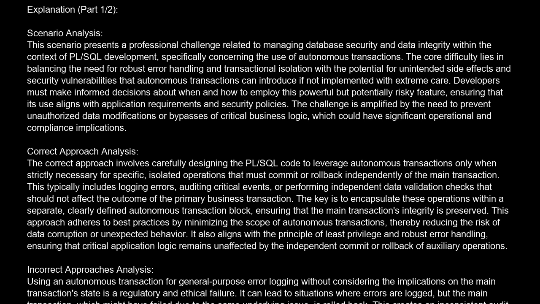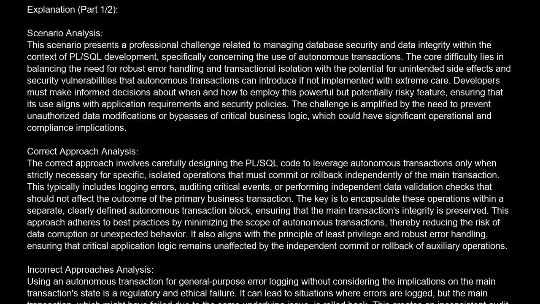Correct approach analysis. The correct approach involves carefully designing the PL/SQL code to leverage autonomous transactions only when strictly necessary for specific, isolated operations that must commit or roll back independently of the main transaction. This typically includes logging errors, auditing critical events, or performing independent data validation checks that should not affect the outcome of the primary business transaction.